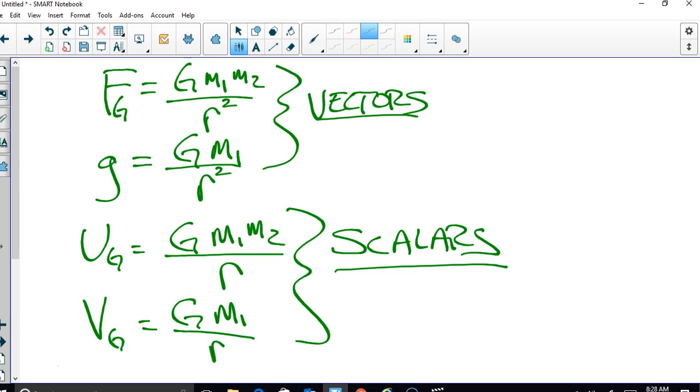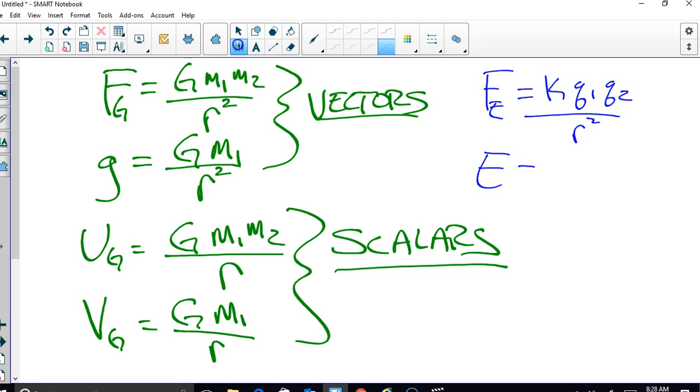Now, let's run through this for electricity. What do we know so far about electricity? Well, we know electrical force, and this is all for a single point charge. K, Q1, Q2, distance between the two objects squared.